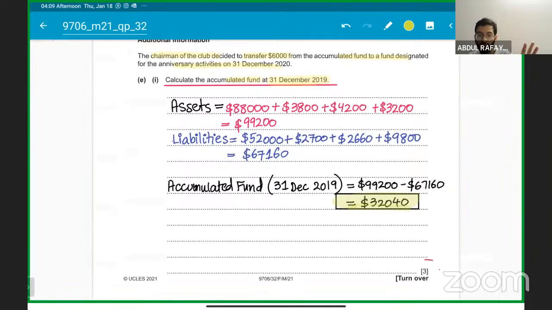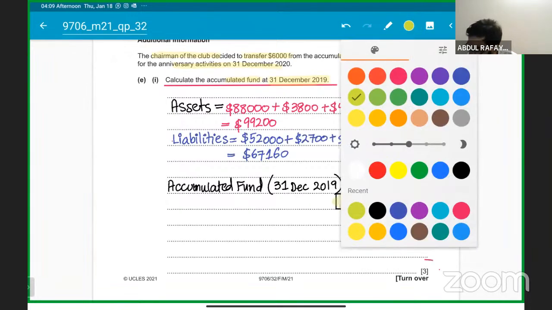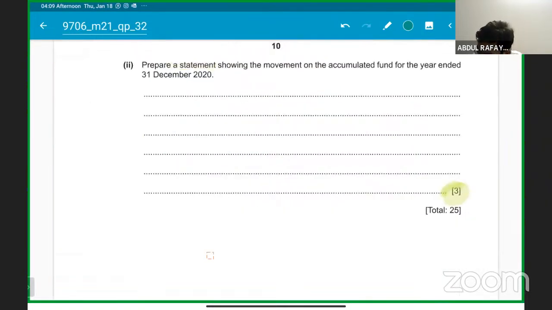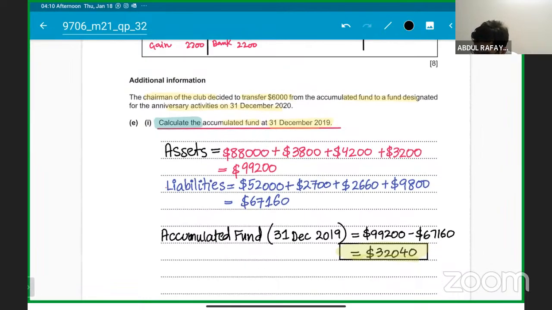Now, whenever look, there's a different student. Students need to understand. Okay, calculate में you can do any type of working. But when they say that you have to prepare a statement, then you have to make sure columns and everything is there, showing the movement of the accumulated fund for the year ended 31st December 2020. Now they're asking what is the closing balance for the accumulated fund for the year ended. So you have to understand that this adjustment you have to do.